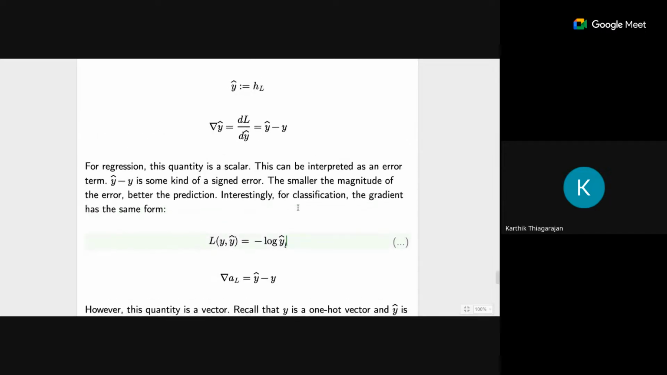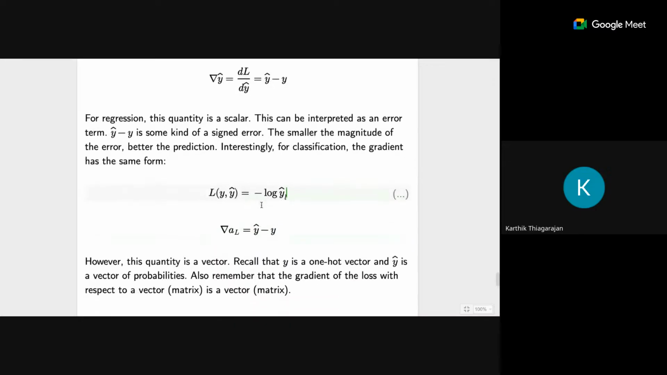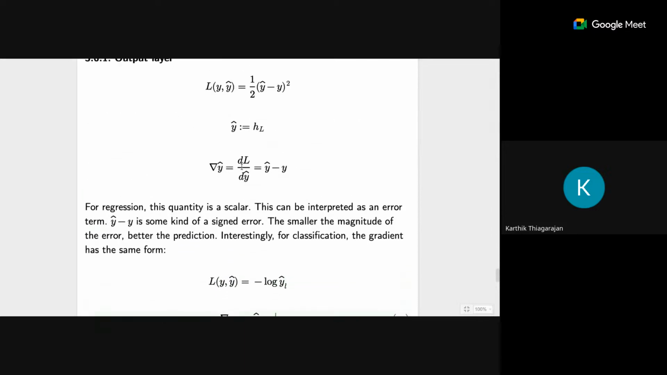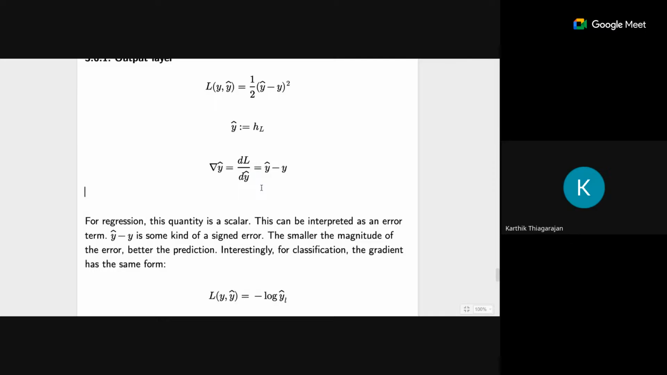Okay, this was what I was pointing to earlier. This y hat is a problem. This is actually the gradient with respect to the pre-activations at the output layer. I'm sorry. Please make that correction. So in fact, this is actually equal to what? AL for a regression problem.